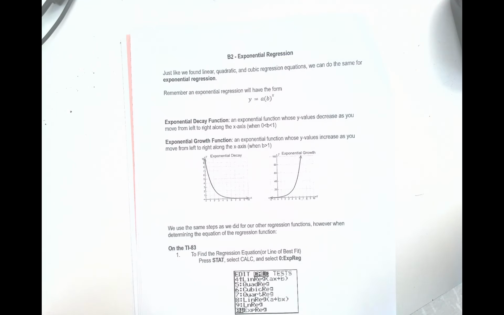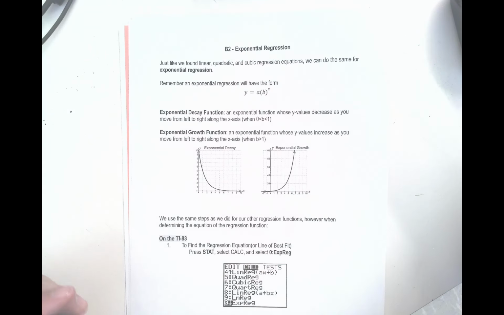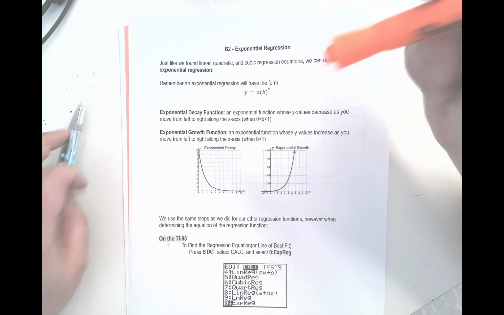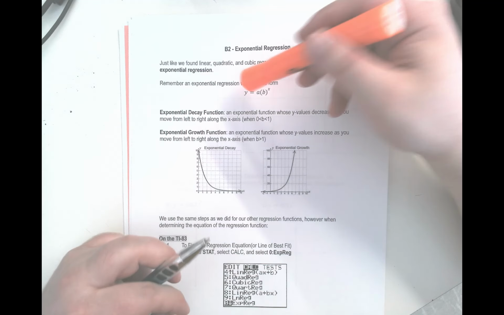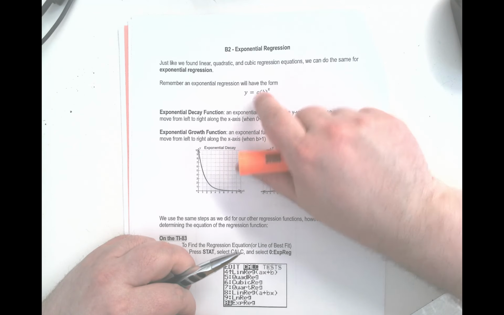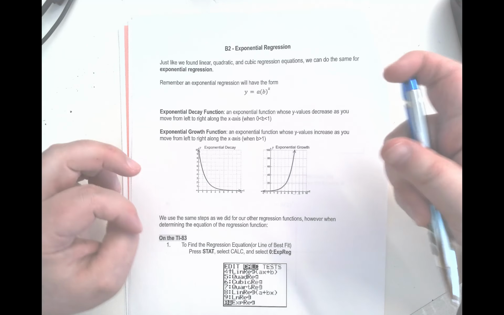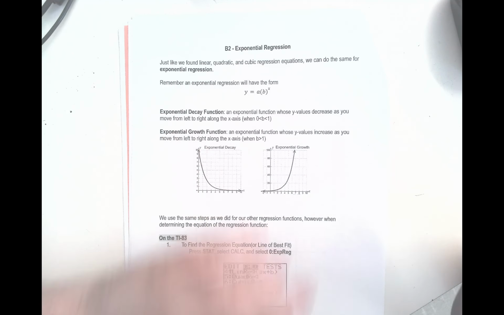Hey everybody, so this video is going to talk about exponential regression. So we did regression in our previous unit when we talked about the line of best fit or the curve of best fit. Well, just like those different kinds of equations, we can also do it with exponential functions. Just as a reminder, the form of an exponential function is y equals a times b to the power of x, where y and x are our variables and a and b are going to be numbers of some kind.